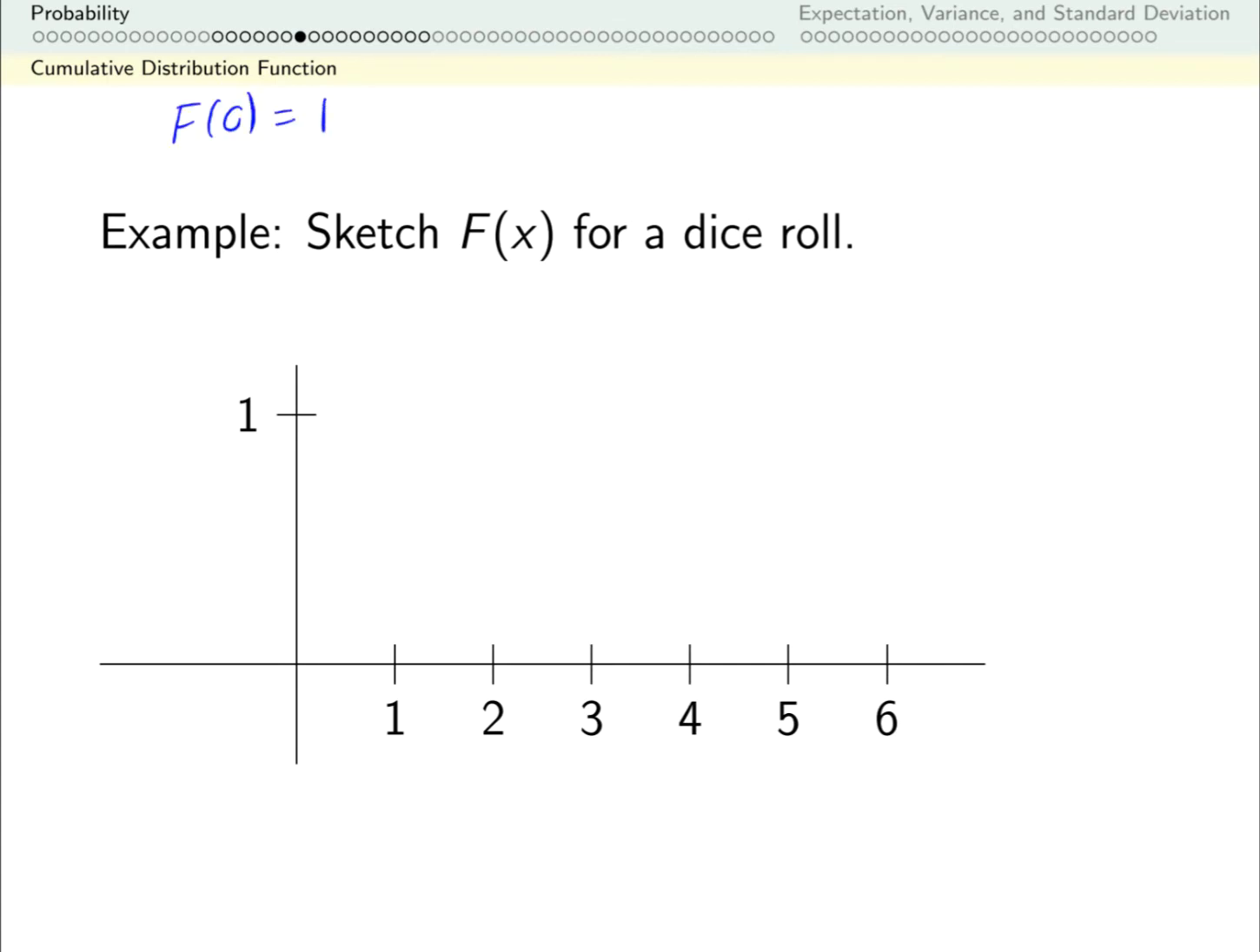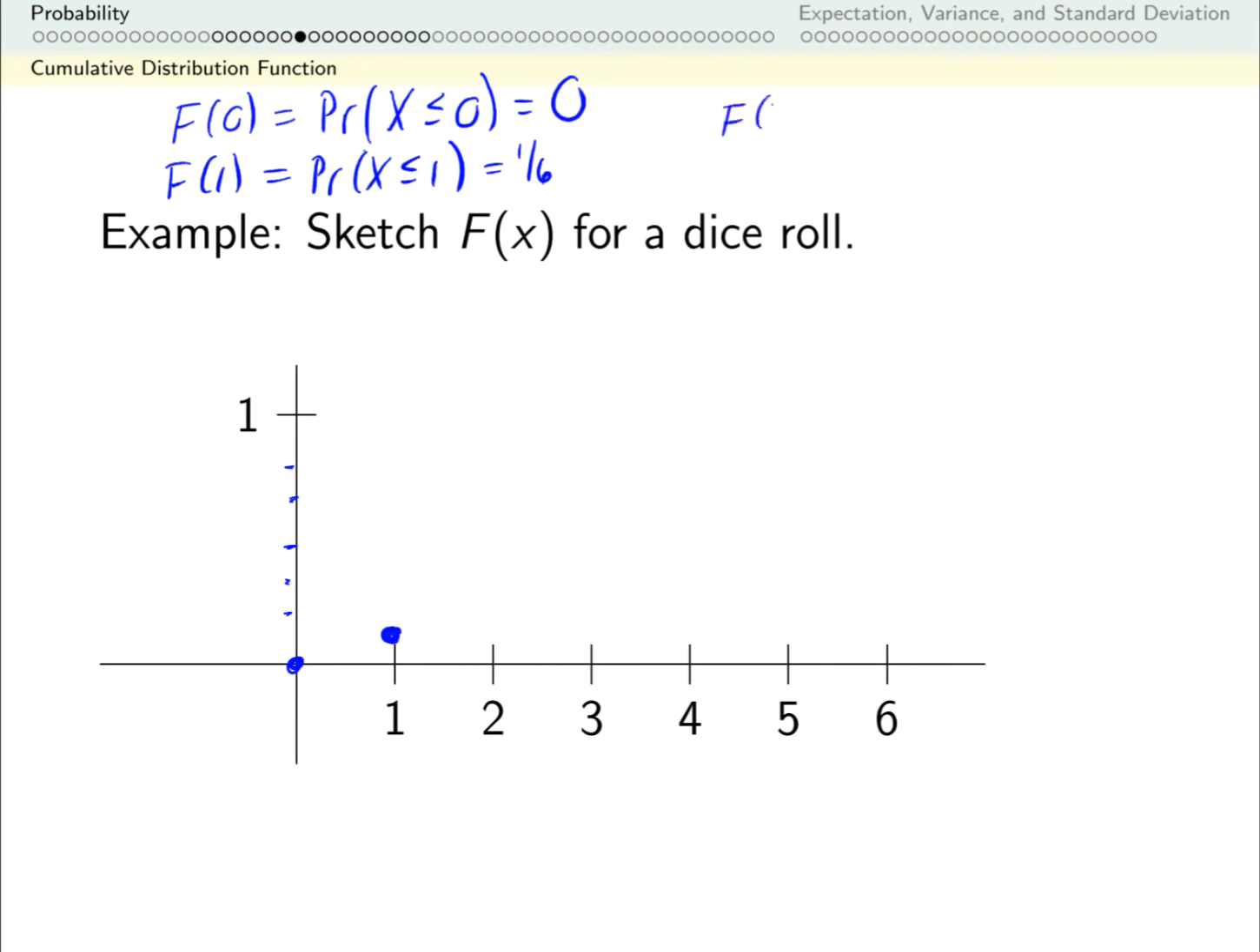F of 0 is the probability that I roll my dice and the number that comes up is less than or equal to 0. Well, standard dice don't have any number like that, so this probability is 0. F of 1 is the probability that I roll my dice and it comes up less than or equal to 1. So that's the same in this scenario as saying what's the probability that I roll a 1. Rolling a 1 is the only way that this happens, and that happens 1/6 of the time. So F of 1 is a sixth.